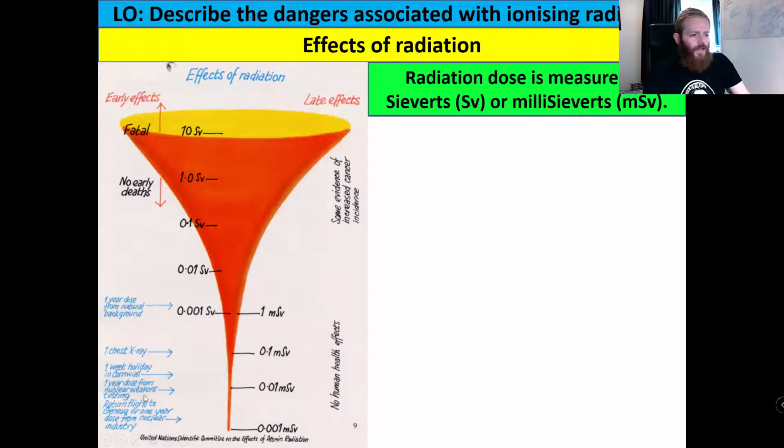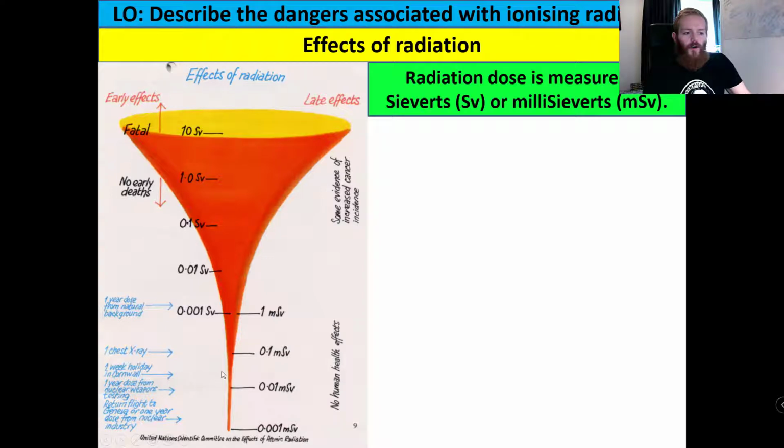1 year dose from nuclear weapons testing. Nuclear weapons testing releases ionising radiation into the surroundings, into the environment. 1 year's dose of that is equal to about 0.1 millisieverts. Now, I'm not saying if you're stood next to a nuclear bomb that goes off, you'll be fine. I'm talking about in general, around the globe, the amount of background radiation that's attributed to nuclear weapons testing. If you were subjected to that amount in a year, that's how much you'd get.